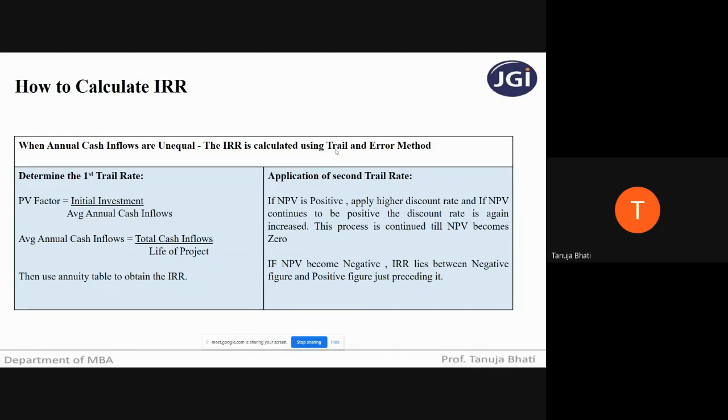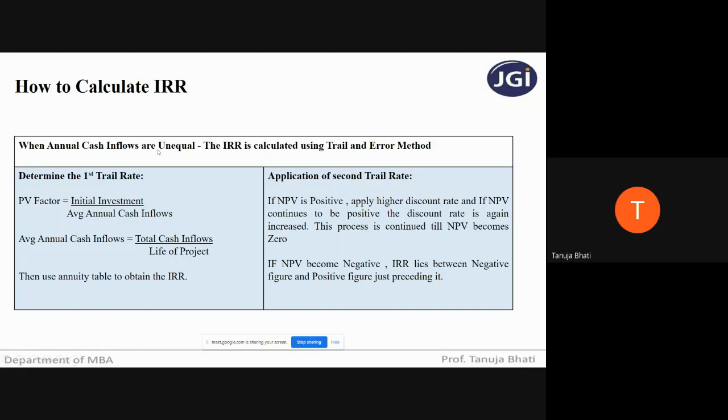How to get that first trial rate? I have to have some base to pick one rate as a trial. Even to try, you have to have some judgment. So how to determine the first trial rate? The first trial rate is found by these steps. Okay, let us see the steps. PV factor. Now, how to calculate the PV factor? As you already know, it is initial investment divided by average annual cash inflows. This we have already seen in our earlier slide.